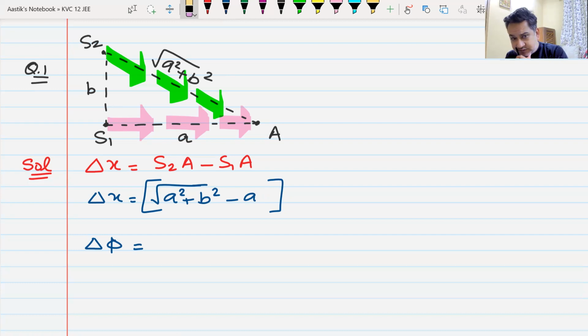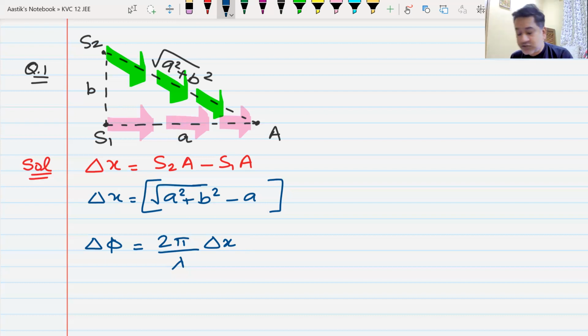How much is the phase difference? It is the path difference, root over a square plus b square minus a, divided by lambda, multiplied by 2 pi by lambda. That's it. You get the phase difference from the path difference. It is as simple as that.